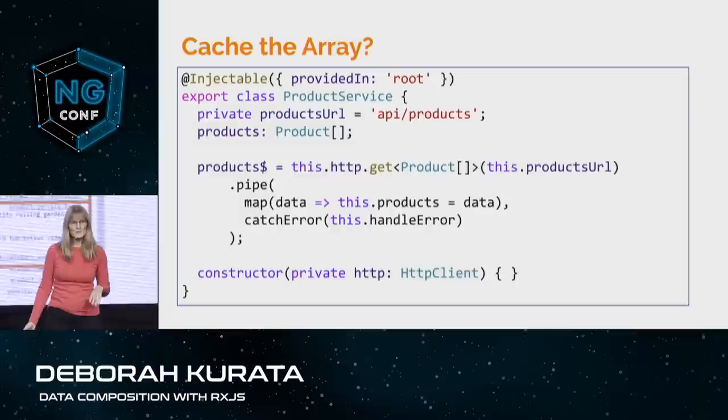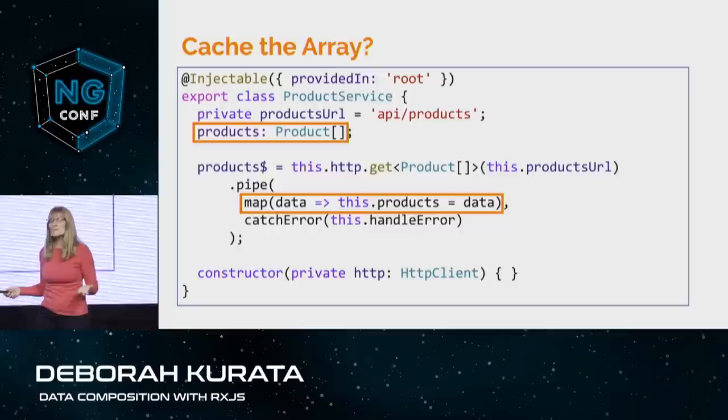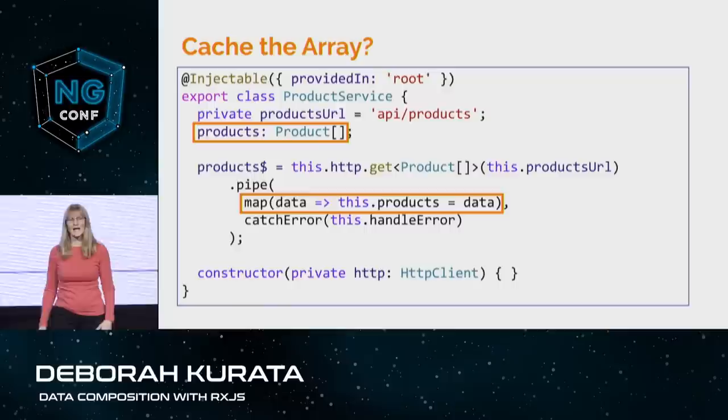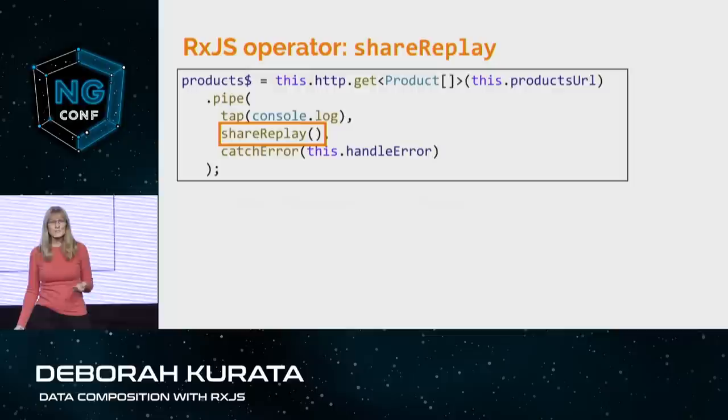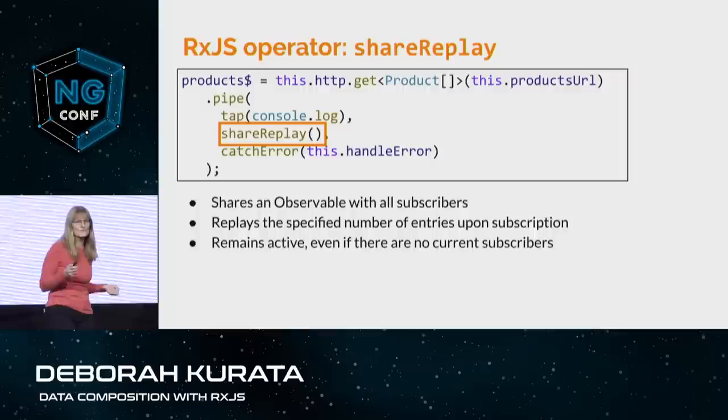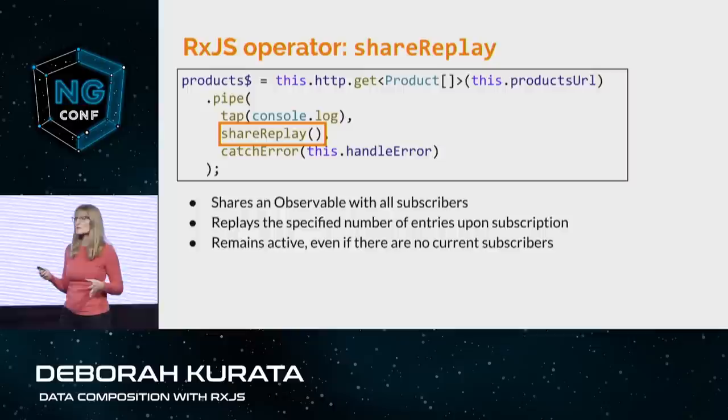And yes, we can cache the array. So this is kind of a way that we might have learned to have done it. We just cache it into our service, and then we can share it. But the problem with this is we've just lost our streams. So what we instead want to do is use something like shareReplay. And what shareReplay does is it shares the observable with all of the subscribers. So the next time that the user comes to the page, it just re-emits the values that it already has.